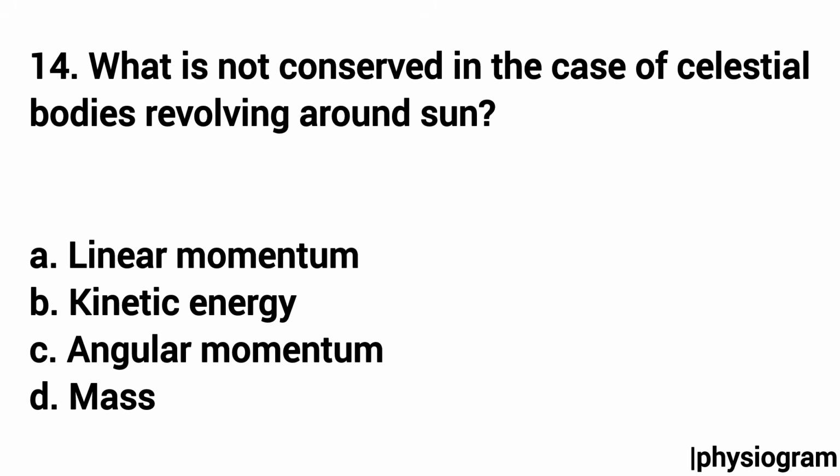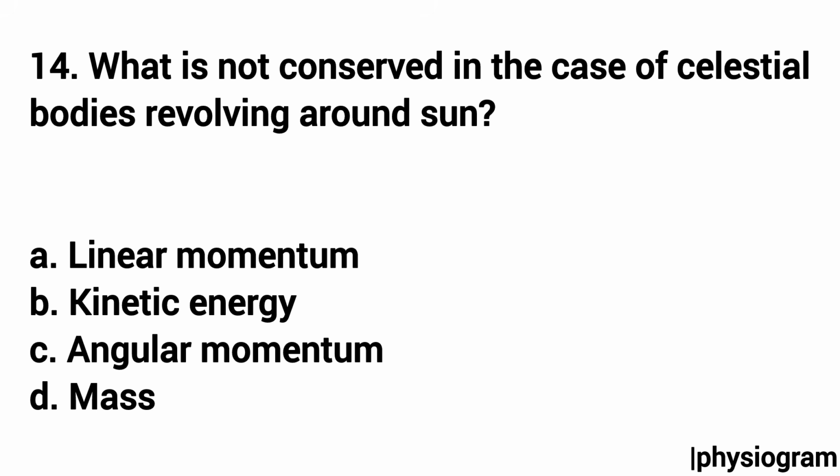Next, question number 14: what is not conserved in the case of celestial bodies revolving around the sun? Option A, linear momentum, B, kinetic energy, C, angular momentum, and D, mass. So we know for linear momentum, the sun-planet system is internal, but external forces like gravity from other bodies can act. Overall, the linear momentum of the whole system, that is sun plus the planets, is conserved, but the linear momentum of a single planet alone is not necessarily conserved because it moves in a curved orbit.